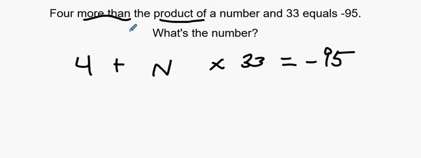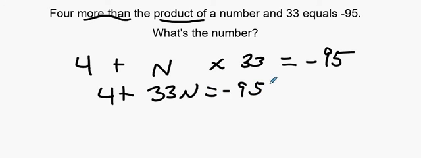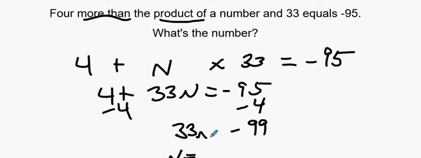How do we solve? Order of operations tells us to worry about the 33 first because it's being multiplied. We can show that as 33n as we've been doing. Maybe you did that already in your head. How do I get n by itself at the end? I need to get here. Add the opposite of 4 to both sides. Gives me -99 over here. 33n still over here because this canceled out. Divide both sides by 33 and that will give you -3.